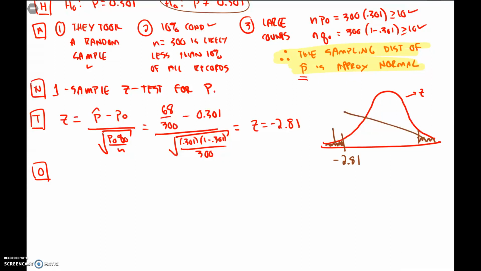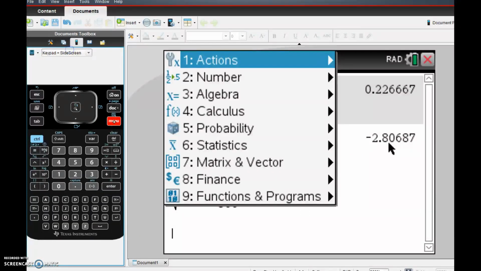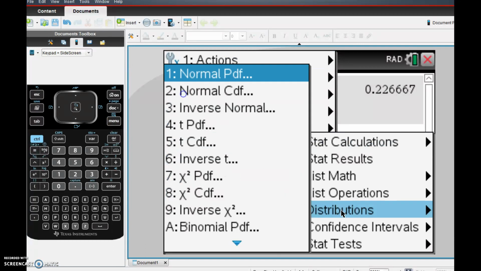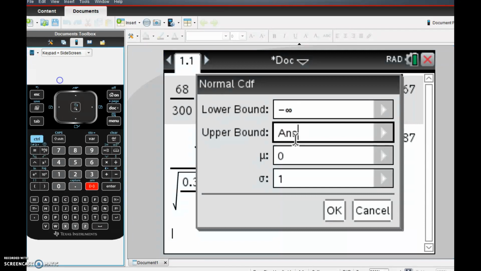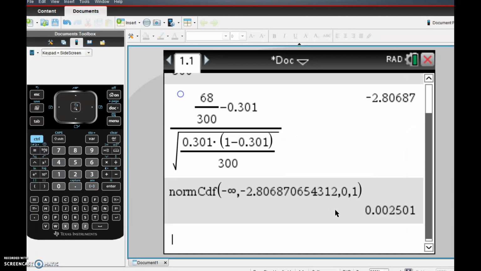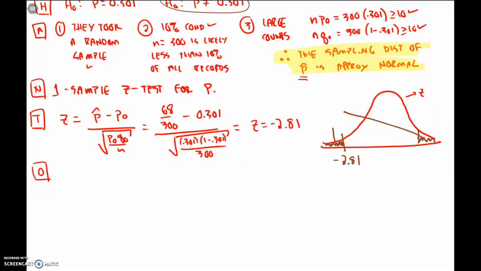So to find one area, I'm going to do a normal CDF. Menu, statistics, distributions, normal CDF from the lower bound to my last answer, because my last answer was that negative 2.8. Standard normal, keep that the same. And it gives me 0.0025. That's the area on one tail.